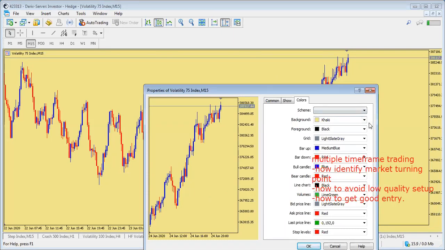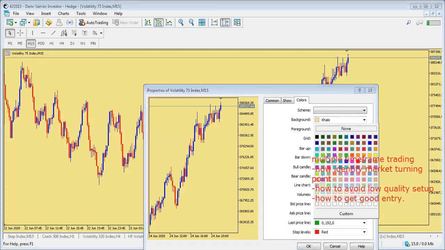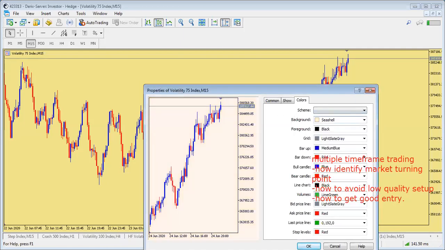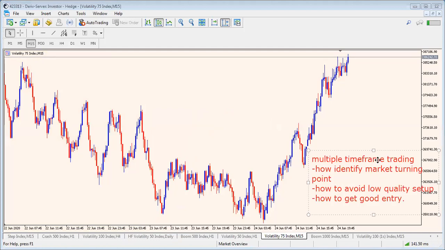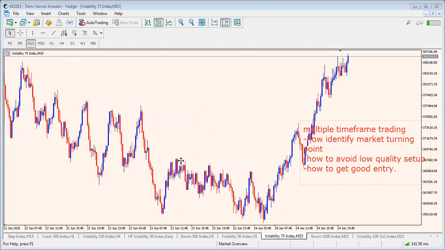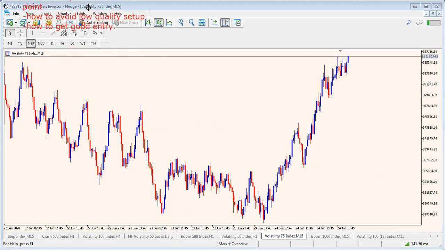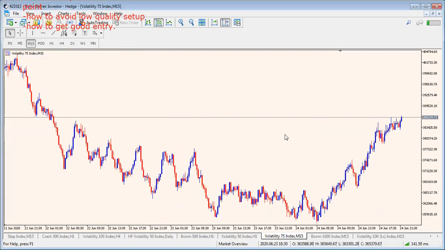Let me change the background. Let me make it white. Okay, good.